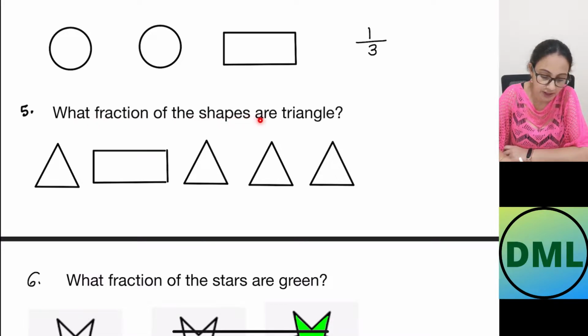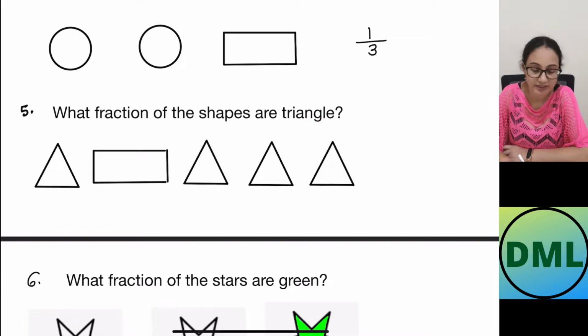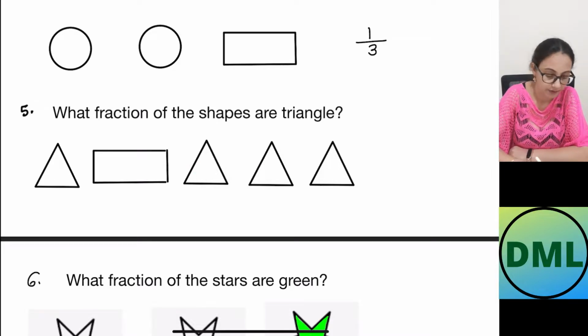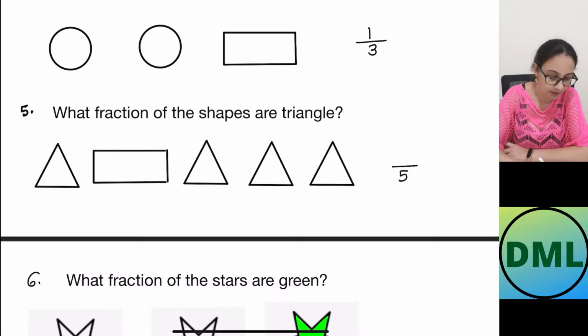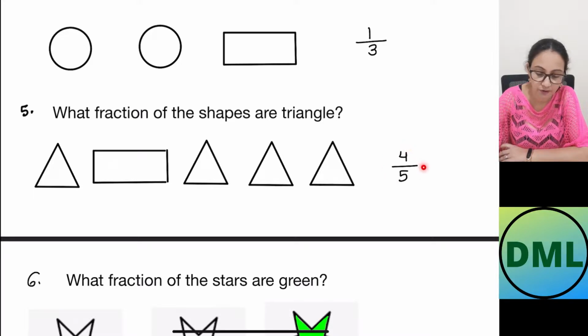What fraction of the shapes are triangles? So first I will see how many figures I have. So I have 1, 2, 3, 4 and 5 figures. So I will write down 5 in the denominator. Now I am looking for triangles. So I will look for triangles in my shapes. So I have 1, 2, 3 and 4 triangles. So I will write down 4 in the numerator. That means 4/5 of the shapes are triangles. That means out of 5 figures, 4 shapes are triangles. 1, 2, 3 and 4 figures are triangles. Let's see one more example.